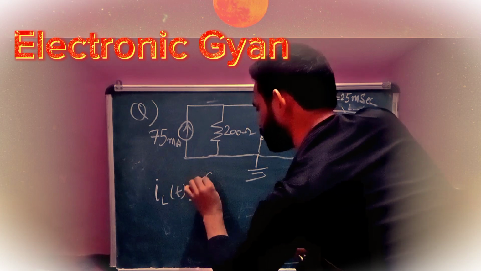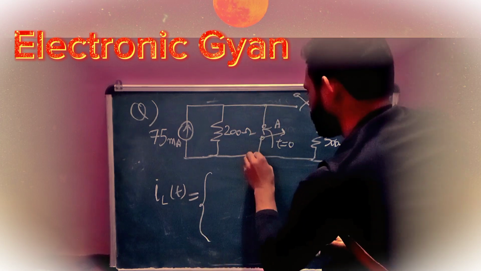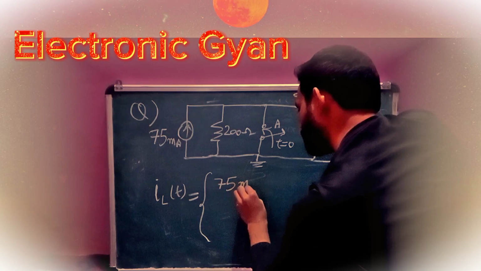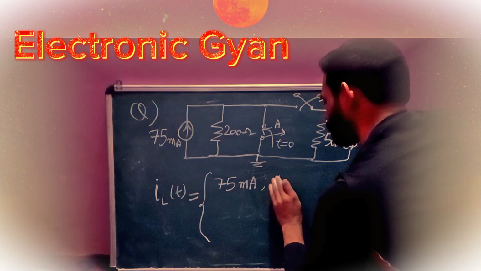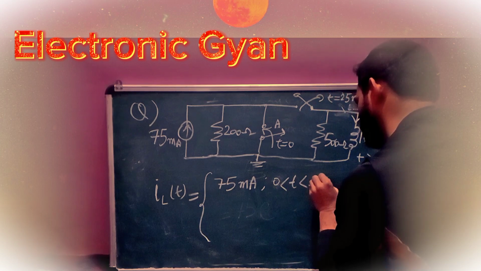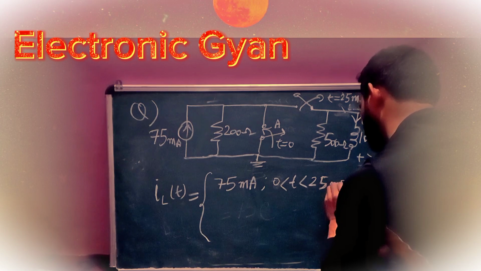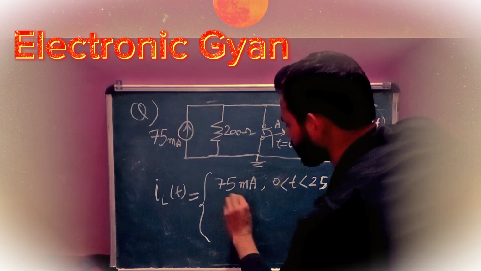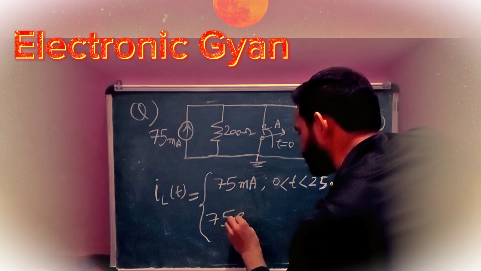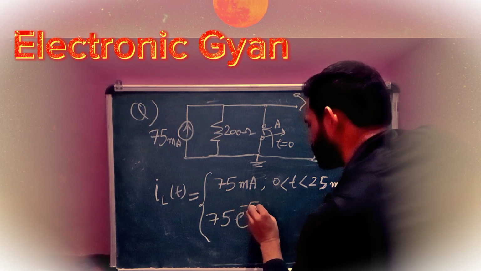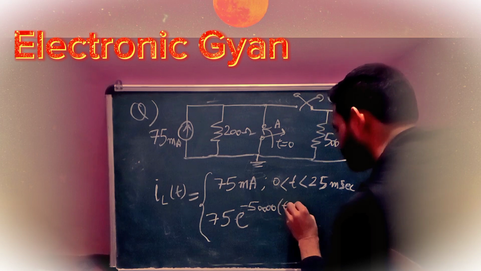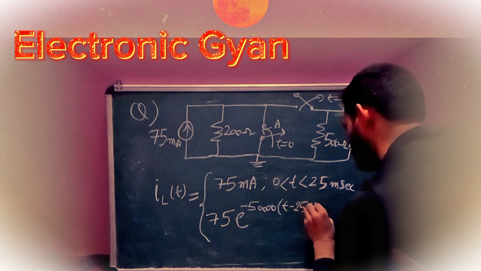We can write it as IL of t. IL of t is equal to what? IL of t is equal to 75 what? Milliampere. 75 milliampere for what? For t greater than 0, less than 25 millisecond, and 75 into e to the power minus 50,000 into t minus 25 millisecond.